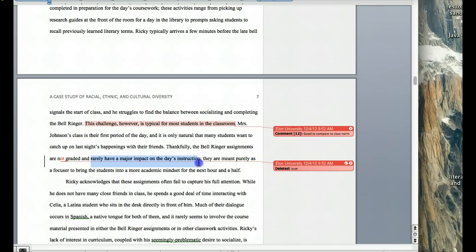This is debatable, but it is a thankful fact that the bell ringer is not related to the day's instruction. I understand the author's point, but instructionally speaking, it might be stronger if it were actually connected, and it might result in the students paying more attention to the bell ringer.